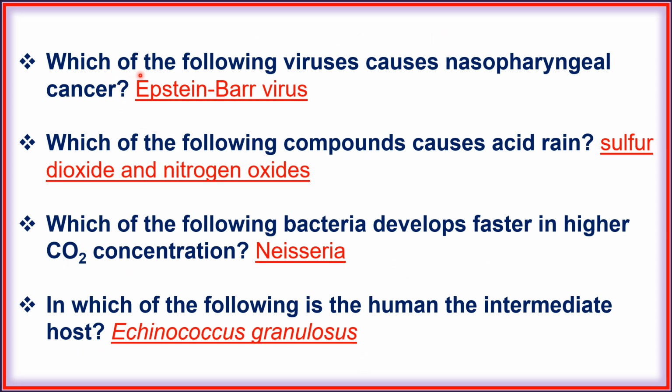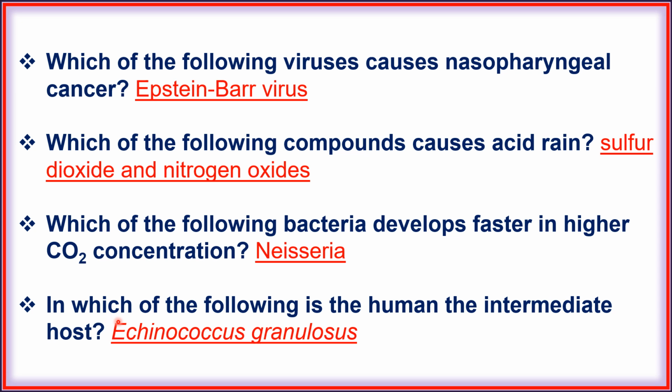Next, which of the following viruses causes nasopharyngeal cancer? That is Epstein-Barr virus. Next, which of the following compounds can cause acid rain? That is sulfur dioxide and nitrogen oxides. Next, which of the following bacteria develops faster in higher concentration of carbon dioxide? That is Neisseria.